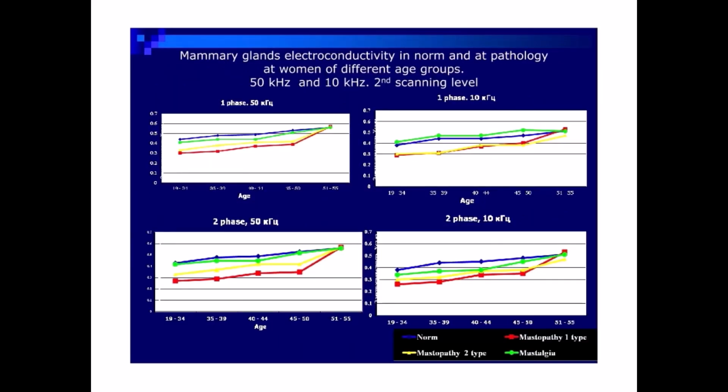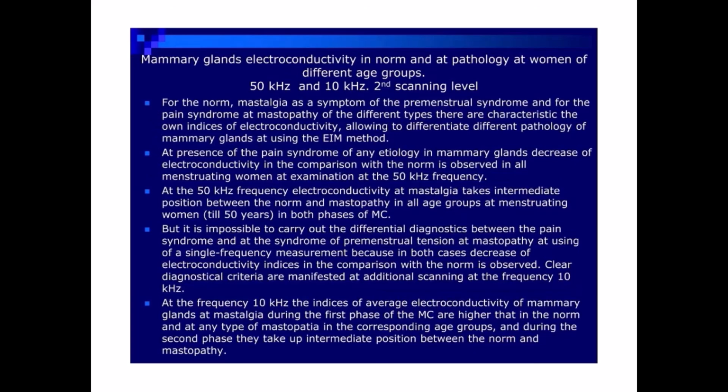Electrical impedance images at adipose involution. Electroconductivity at 50 kHz is 0.71 AU, which is over the age norm and is typical for mammary glands. Electroconductivity in norm and at pathology in women of different age groups: 50 kHz and 10 kHz. Second scanning level. For the norm, mastalgia as a symptom of the premenstrual syndrome, and for the pain syndrome at mastopathy of the different types, there are characteristic their own indices of electroconductivity, allowing to differentiate different pathology of mammary glands using the EIM method.